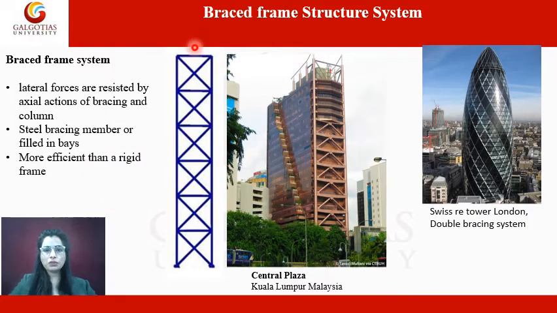Now we have another structure system, which is the braced frame structure system. Basically in the braced frame structure system, lateral forces are resisted by axial actions of bracing and columns. So these parts are the bracing and these are the vertical columns, and steel bracing members are filled in the bays, more efficient than a rigid frame. The braced frame structure system is used in the Central Plaza building in Kuala Lumpur, Malaysia, and this system is also used in the Swiss Re Tower in London. Basically this system is a double bracing system.